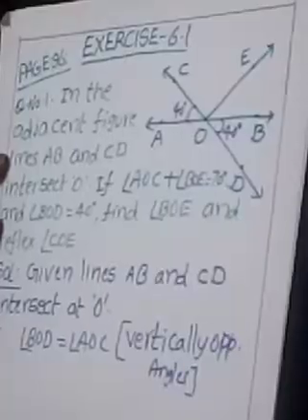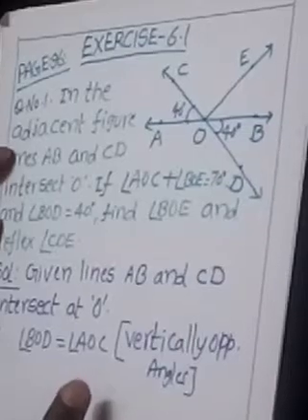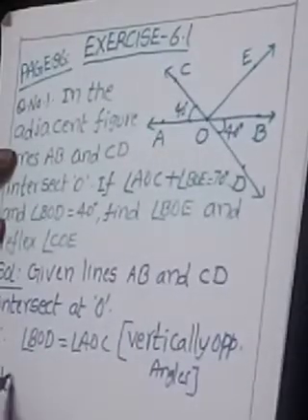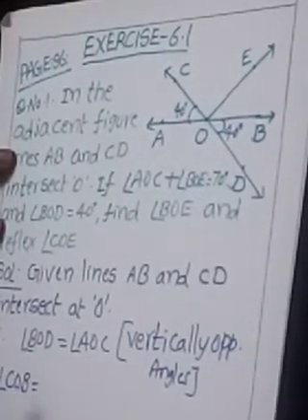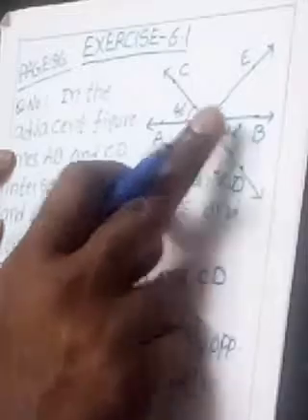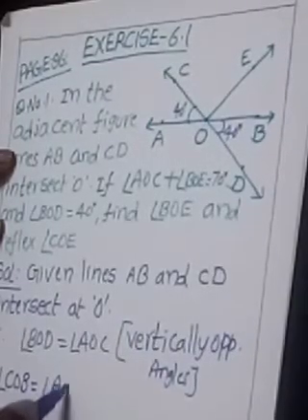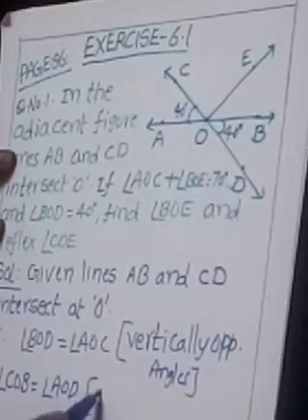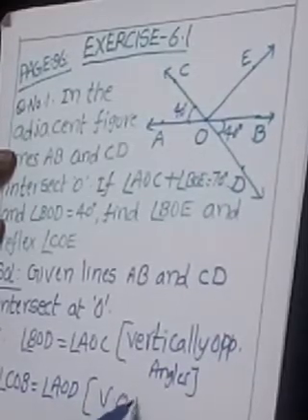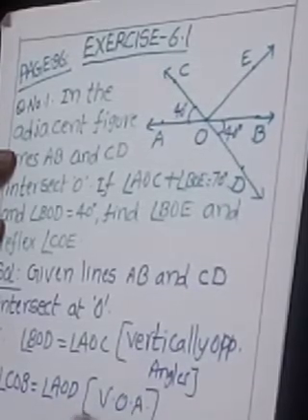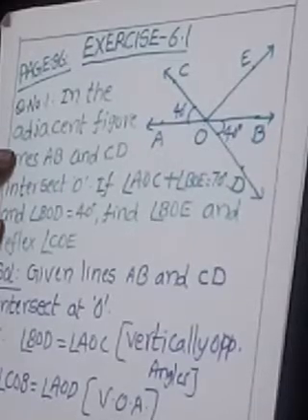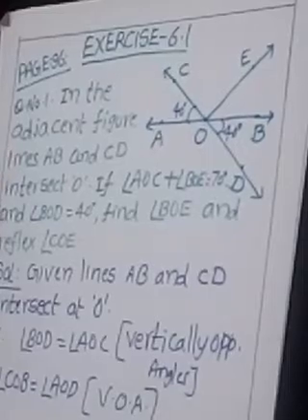Similarly, what is another pair of vertically opposite angles? Angle COB is equal to angle AOD. These are also vertically opposite angles. I wrote here in the short form. Understood this point, my dear children? Vertically opposite angles.